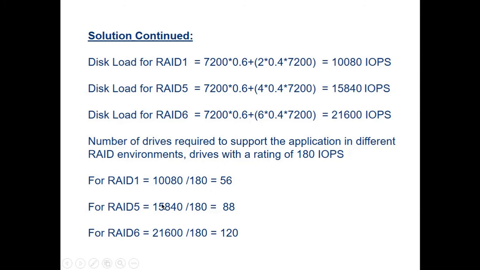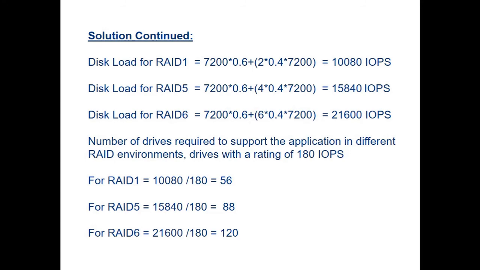For RAID 5, it generates 15,840 IOPS. So 15,840 divided by 180, it requires 88 HDDs. Similarly for RAID 6 implementation, it is 21,600 divided by 180, which gives us 120 hard disk drives. So 120 hard disk drives are required to implement RAID 6 for an application that generates 7200 IOPS, where a hard disk drive of 180 IOPS each is used. Okay, that was the first problem.